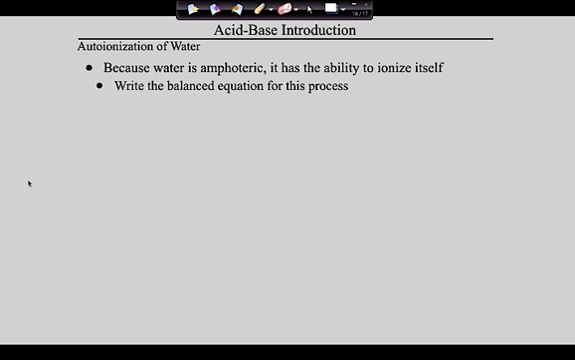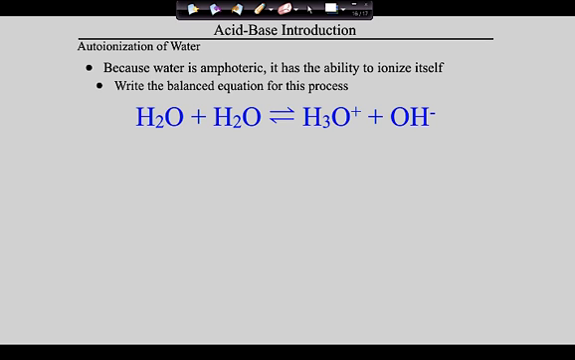Did you get it? Guys, that's the reaction. When this happens, a water molecule reacts with another water molecule. One acts as the acid, one acts as the base. One picks up a hydrogen and forms hydronium. The other loses the hydrogen ion and it forms hydroxide. You get the idea? So here's then the next thing we need to do. Write the Kc expression for this. Do it in your notes.